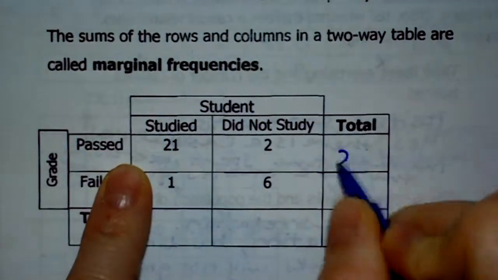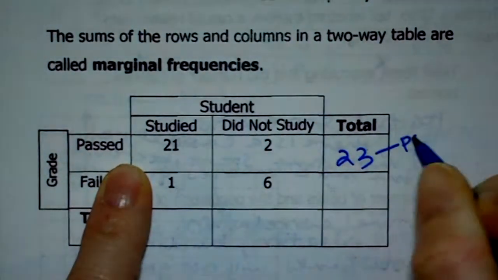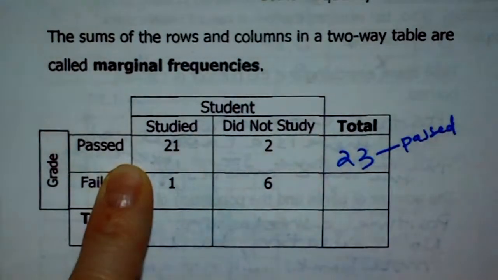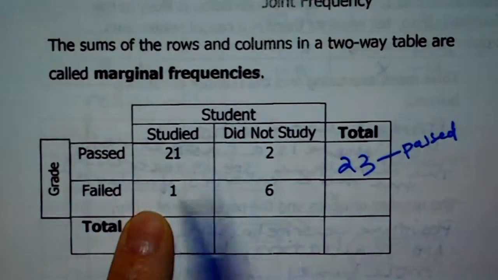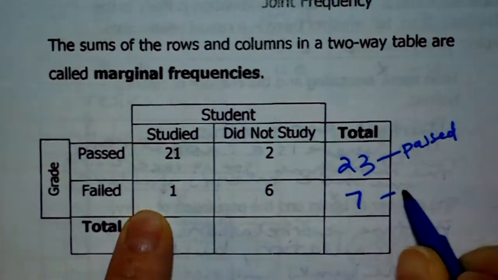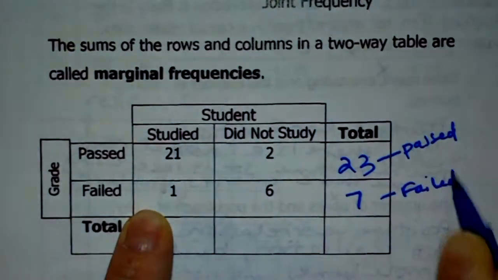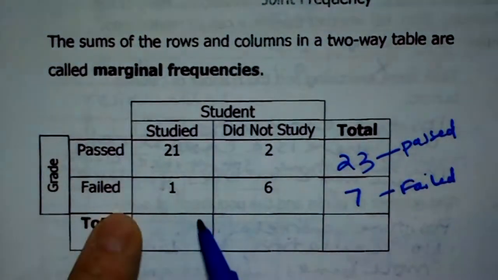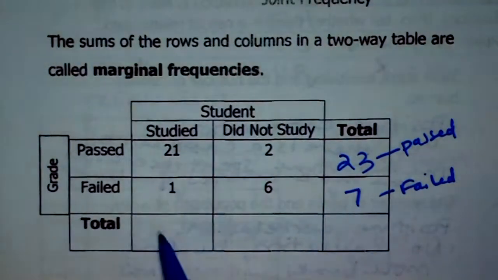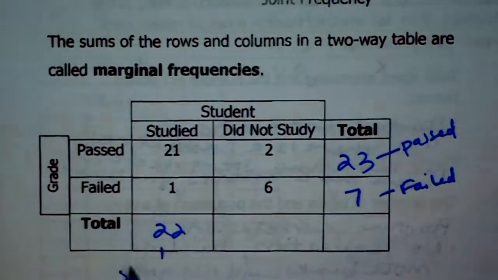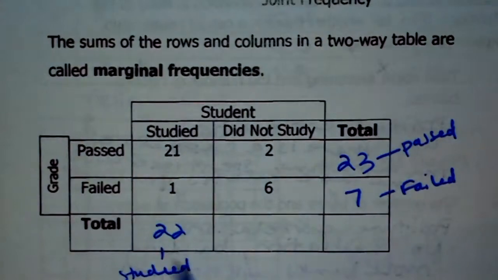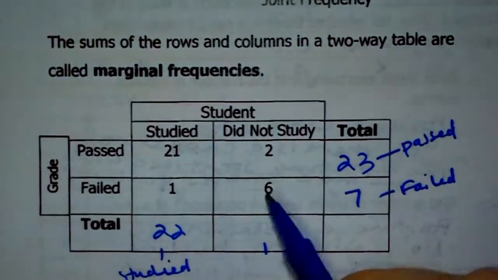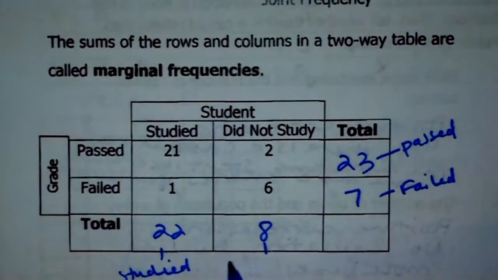So right here, the students that passed, this whole row passed. 21 plus 2 is 23. So this tells me the total number of students that passed. The students that failed, 1 plus 6 is 7. So those are the students that failed. If I add up this row, 21 plus 1 is 22. That's all the students that studied for this test. And 2 plus 6 is 8. That's all the students that did not study.